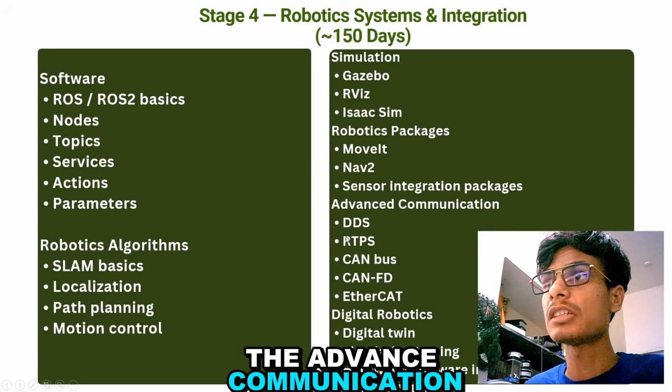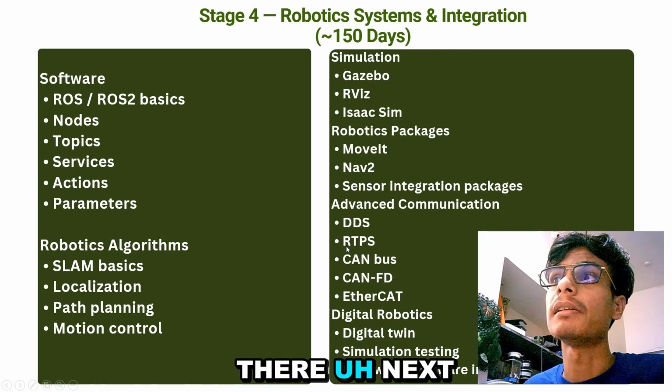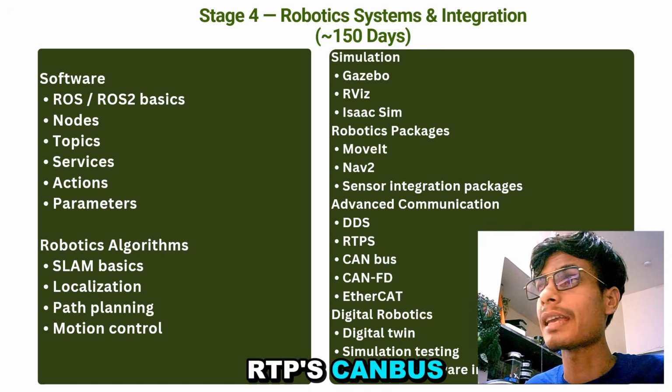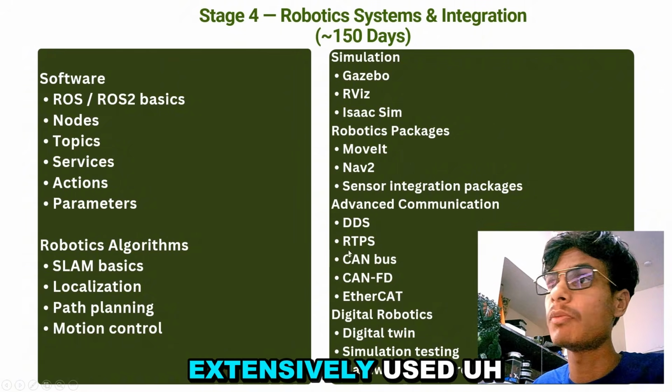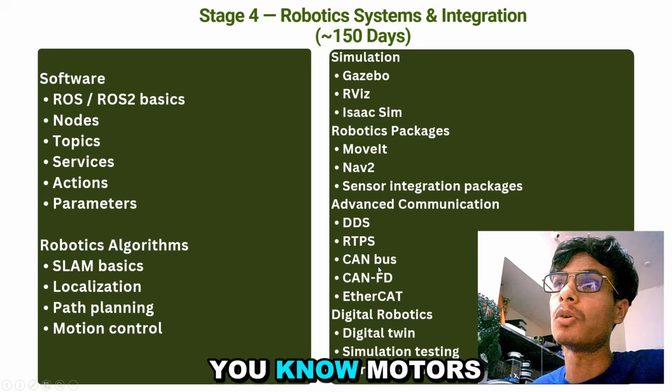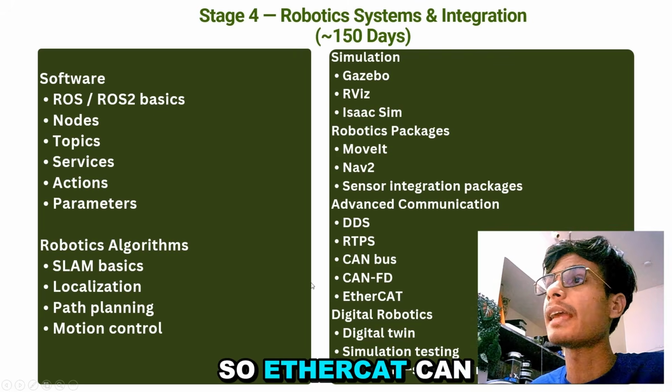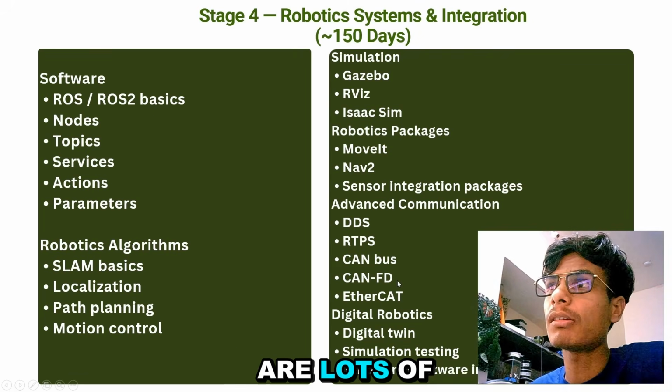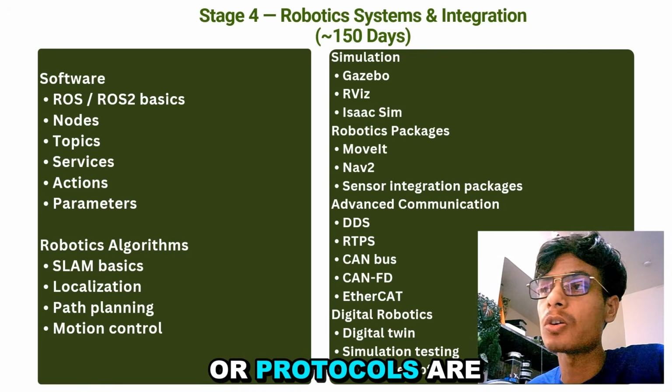Next are the advanced communication tools like DDS. Next is RTPS, CAN bus. CAN bus is very important and an extensively used protocol when we are talking about industrial grade motors and those kind of things. So EtherCAT, CAN FD, there are lots of advanced communication tools and protocols.